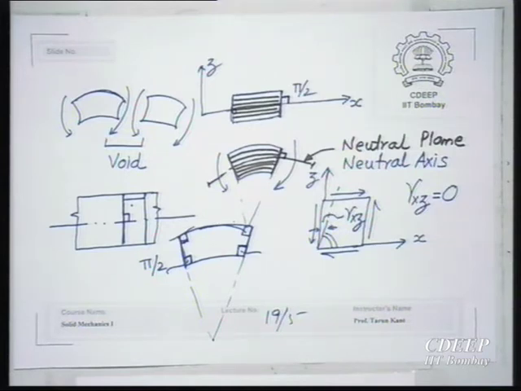Slenderness and width being small are two different things. Slenderness of a beam is always related to length versus the depth.